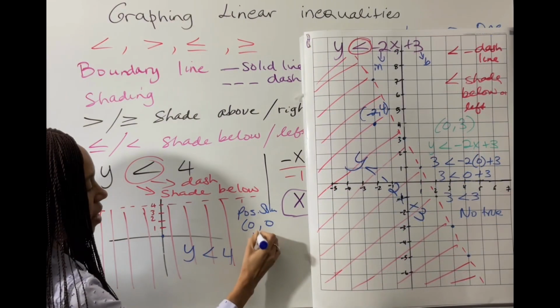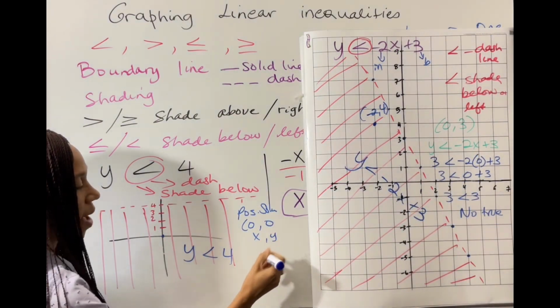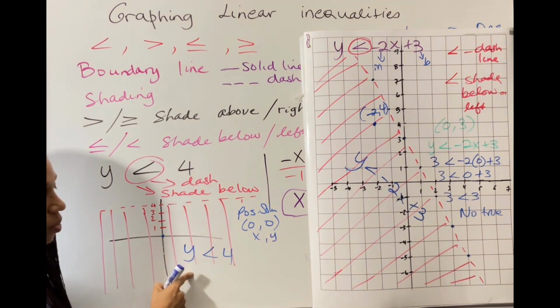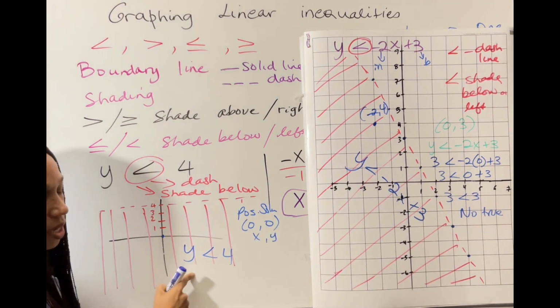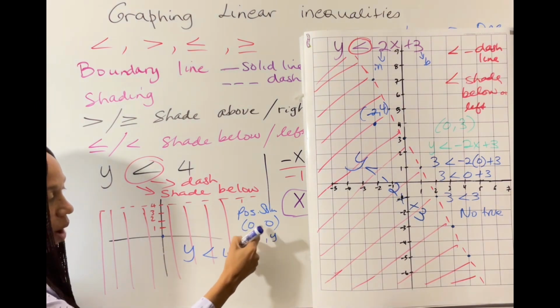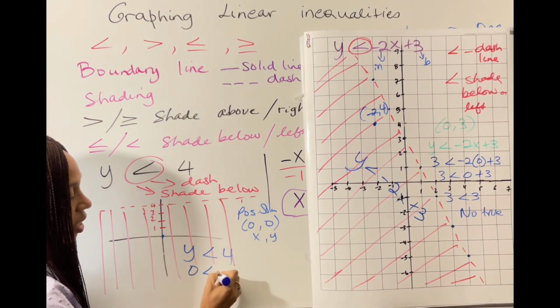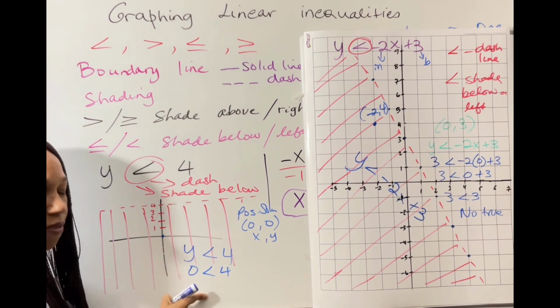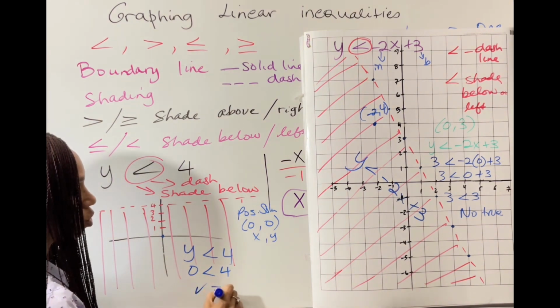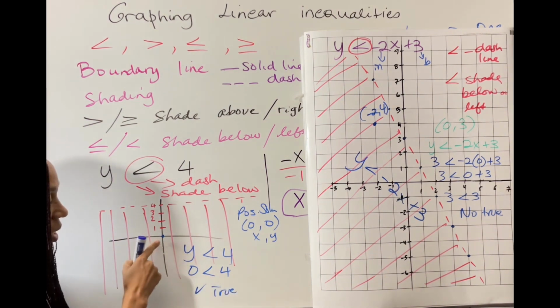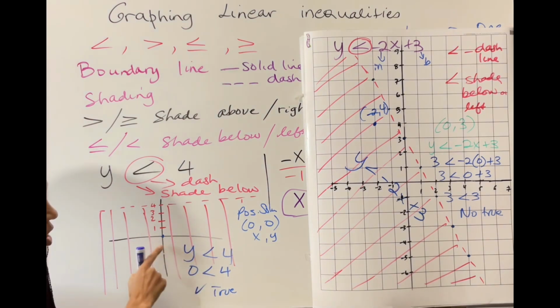So we know that this is our x and this is our y. But in this case, we don't have an x. We just simply have the y variable right here. So we're going to substitute our y, which is 0, and 0 less than 4. Is 0 less than 4? Yes, that is true. So this solution, 0, 0, will make the inequality true.